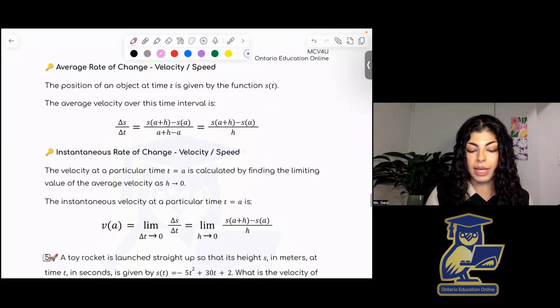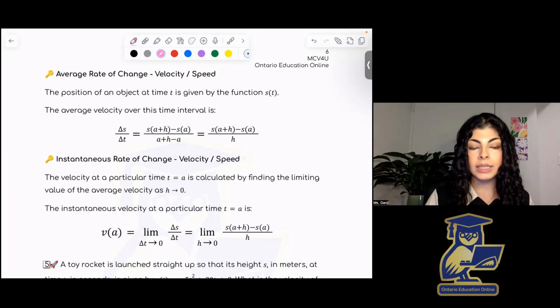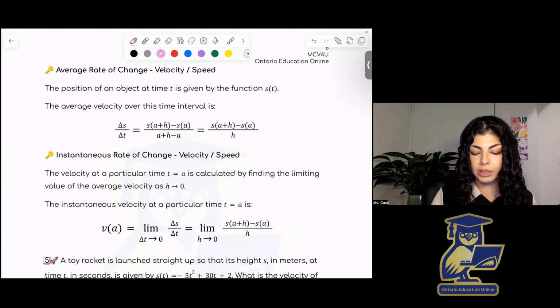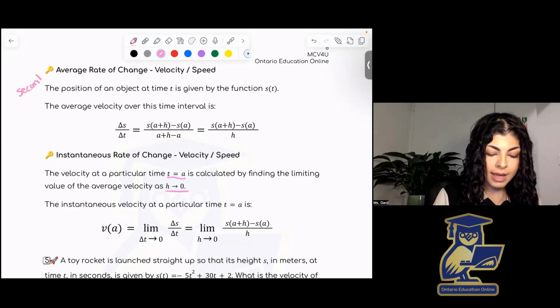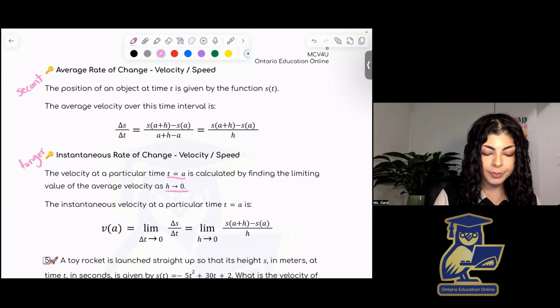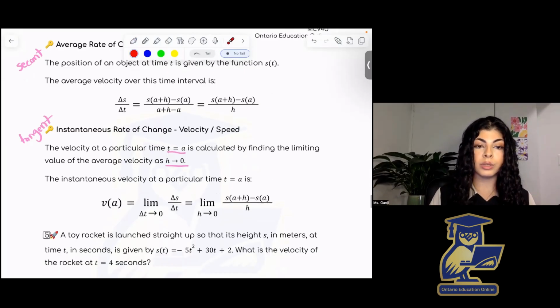We can also have now the instantaneous rate of change. So what the speed or velocity is at a specific point, and this is now our tangent value. Or specifically, the velocity at a particular time t equals a is calculated by finding the limiting value of the average velocity as h approaches 0. So pretty much that same connection between this one being secant and this one being tangent. And just putting that with the correct terminology here, since we are using s and t, we say that v of a, and this is the instantaneous rate of change at a specific point.